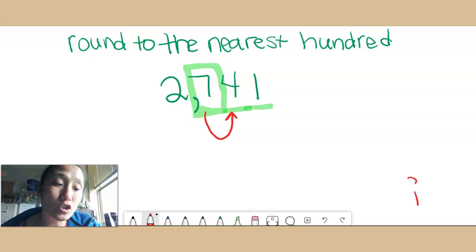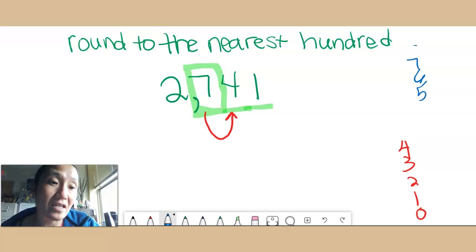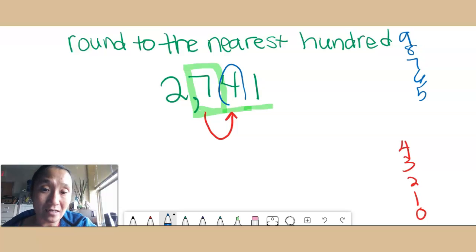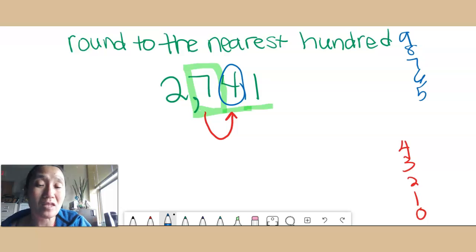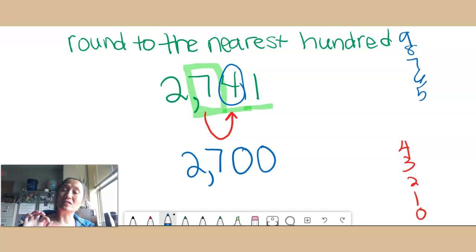Remember, if it's 0, 1, 2, 3, or 4, they are weak. If they are 5, 6, 7, 8, or 9, those are strong numbers. 4, if we're looking at it, is weak. It can't do anything. It can't lift and push that 7 up. So, 7 stays the same. Nobody can help it. 4 just says to the 1, I'm taking you with me. So then the 2 and the 7 stay, and the 4 and the 1 leave. And you've rounded 2,741 to the nearest 100.